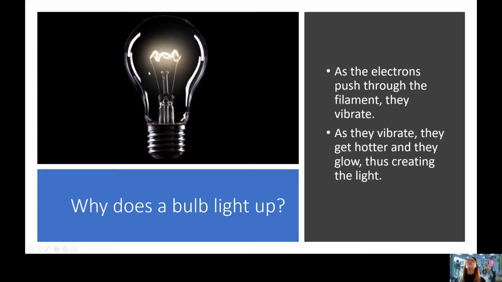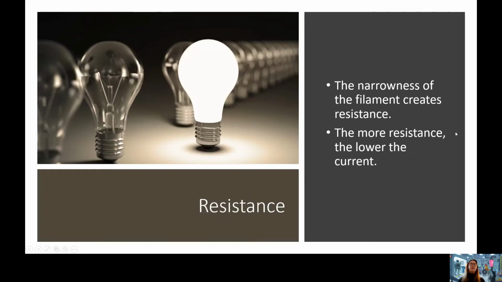And as the electrons push through the filament, they vibrate. Remember this, because this is going to come up in the independent activity at the end. I'm going to say it one more time. As the electrons push through the filament, they vibrate, so they shake. And as they vibrate, they get hotter and they glow, creating the light. The narrowness of the filament creates resistance, and the more resistance, the lower the current.